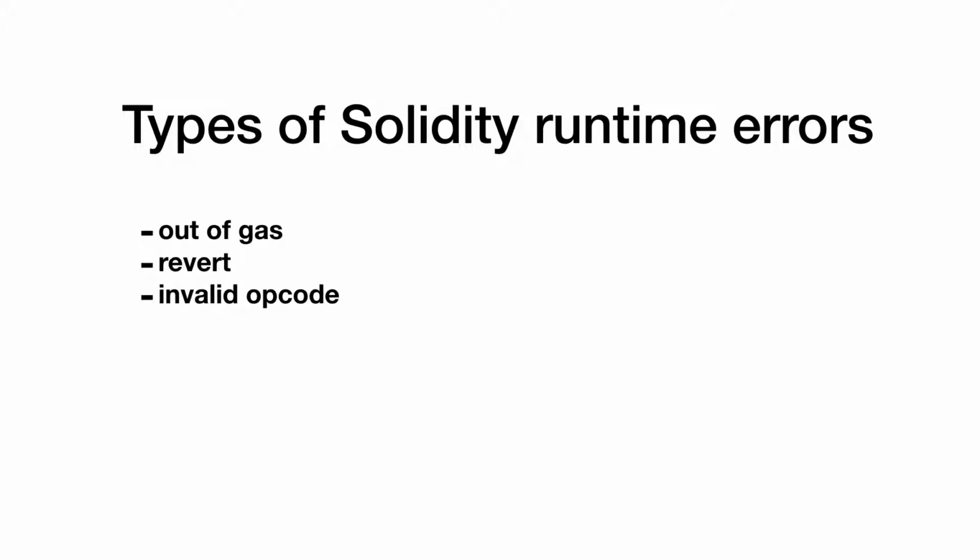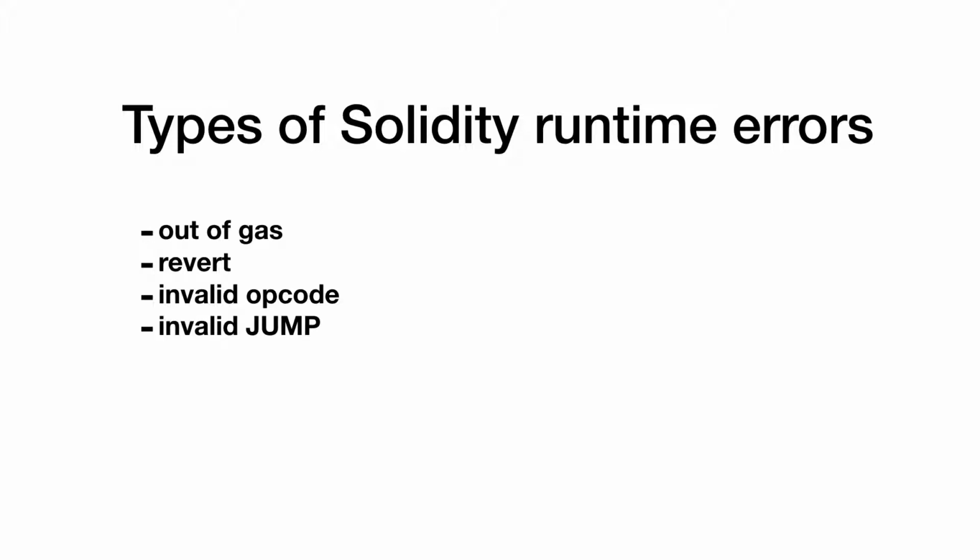Invalid opcode means that we try to execute an opcode in the Ethereum virtual machine that does not exist, and as a result, the Ethereum virtual machine just stops the transaction and cancels any state change. I will also explain this in more detail in another video of this course.